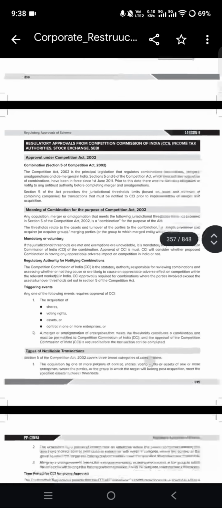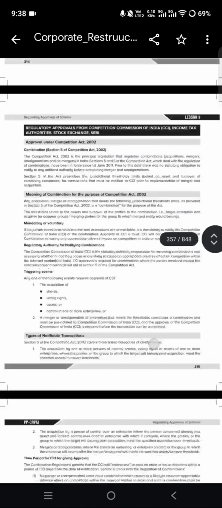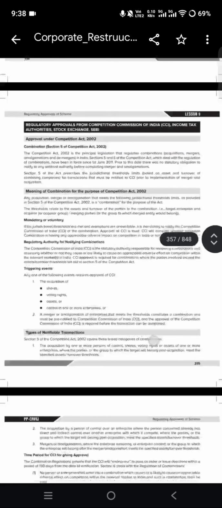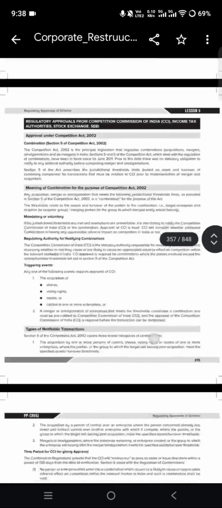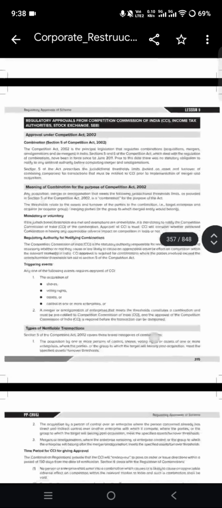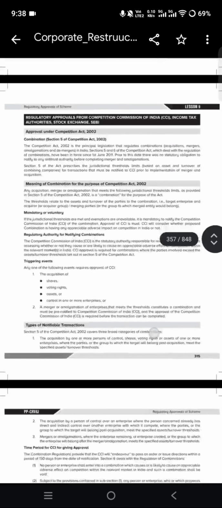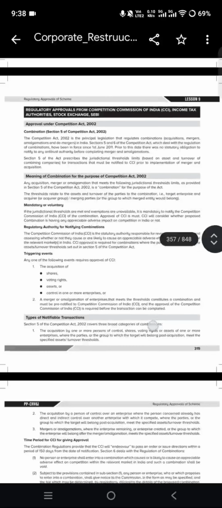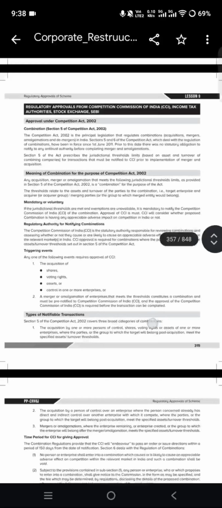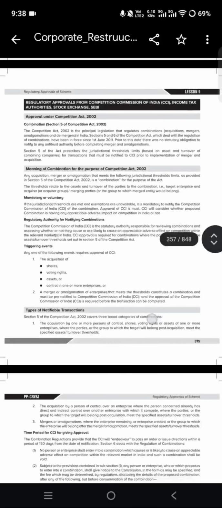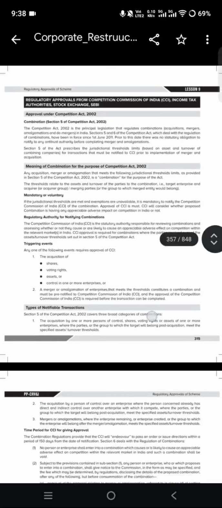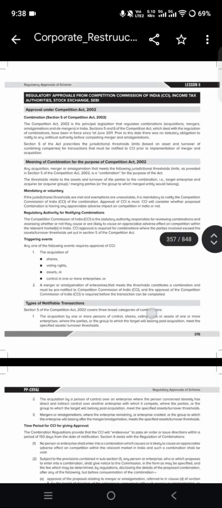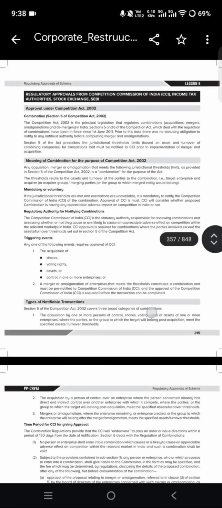Next, the third point: the listed entity shall place the observation letter or no objection letter of the stock exchange before the tribunal at the time of seeking approval of the scheme of arrangement, provided that the validity of the observation letter or NOL of the stock exchange shall be 6 months from the date of issuance, within which the draft scheme of arrangement shall be submitted to the court or tribunal. The listed entity shall ensure compliance with, means should follow all the rules and regulations.